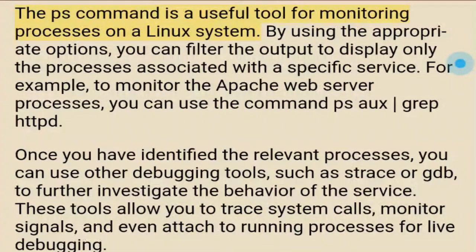The ps command is a useful tool for monitoring processes on a Linux system. By using the appropriate options, you can filter the output to display only the processes associated with a specific service. For example, to monitor the Apache web server processes, you can use the command ps aux | grep httpd. Once you have identified the relevant processes, you can use other debugging tools, such as strace or GDB, to further investigate the behavior of the service. These tools allow you to trace system calls, monitor signals, and even attach to running processes for live debugging.